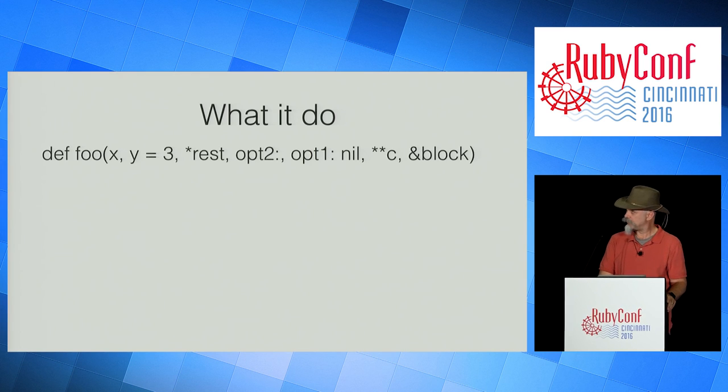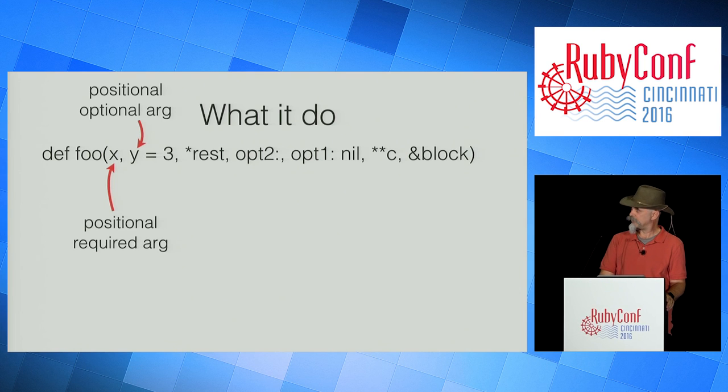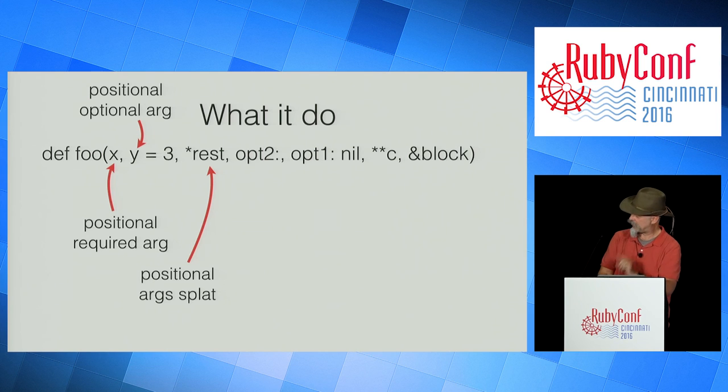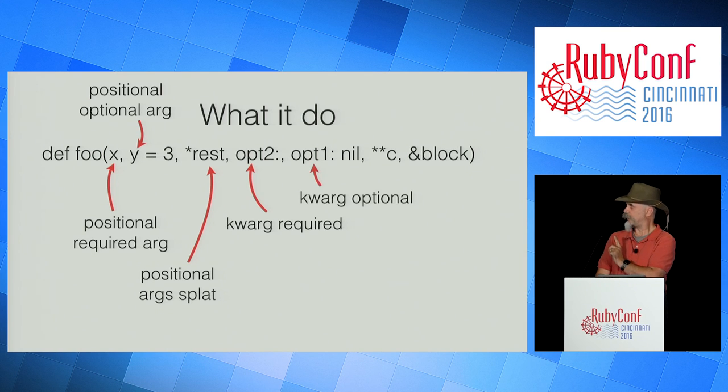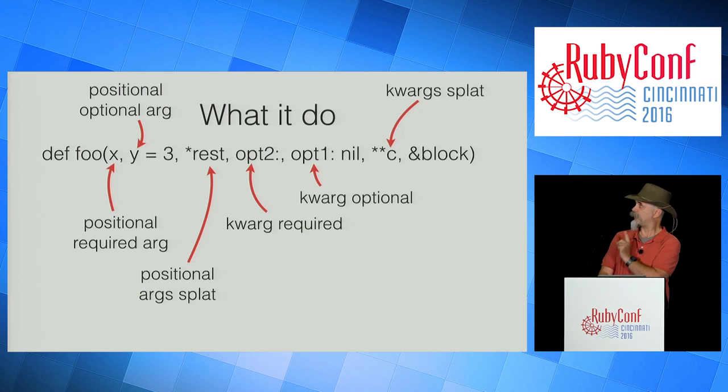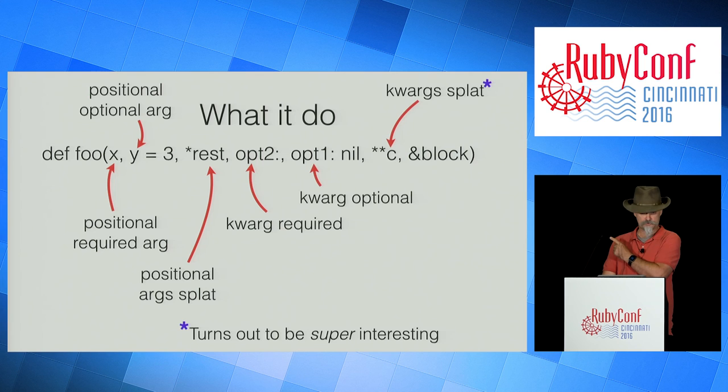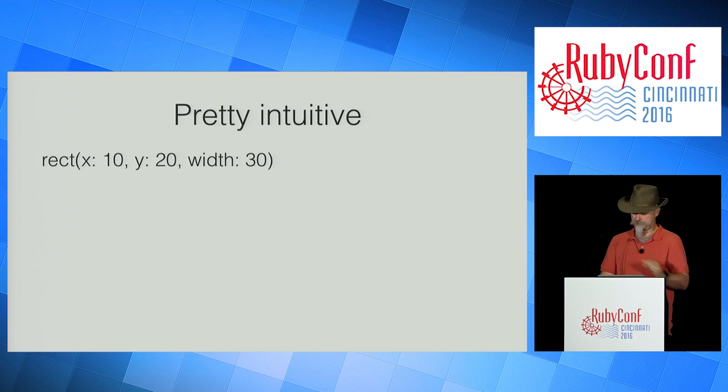Here's an example of a method declaration in Ruby that has every possible kind of argument, right? So there's a positional required argument, a positional optional argument, the positional argument splat, a required keyword argument, an optional keyword argument, a keyword args splat, which it turns out is super interesting, and the block thing.